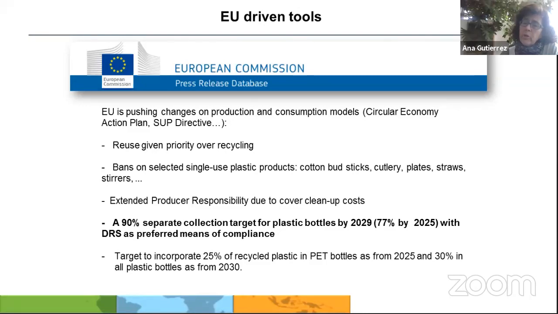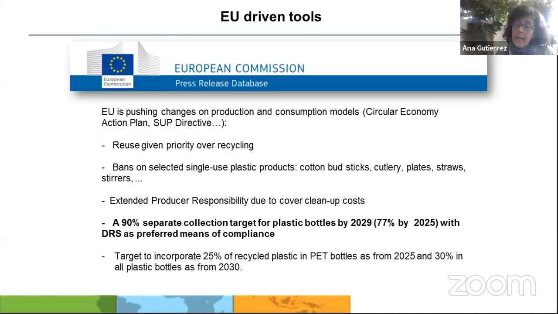We have extended producer responsibility, which will finally make producers pay for the real cost of cleanup, not like up to now, where they only cover a part of what's separately collected. So this will be very important to change the playing field. Then we have the also important 90% separate collection target for plastic bottles. In Spain, we are between 15 and 30% collection, so we have a long way to go.